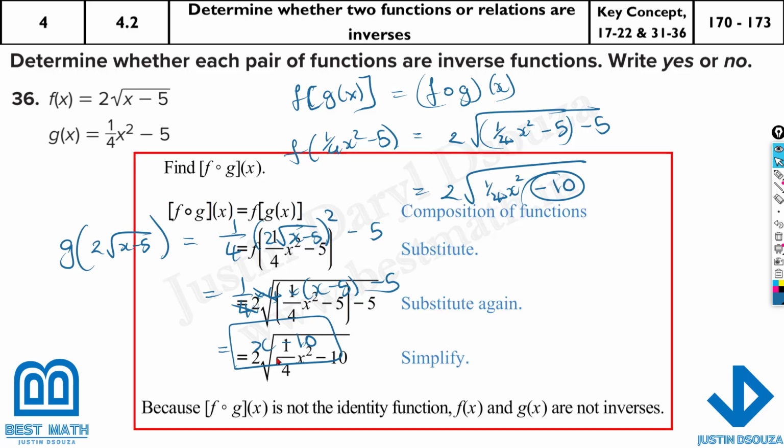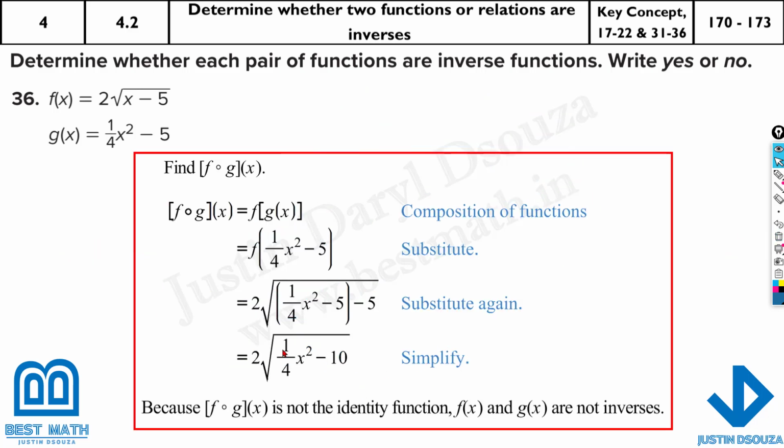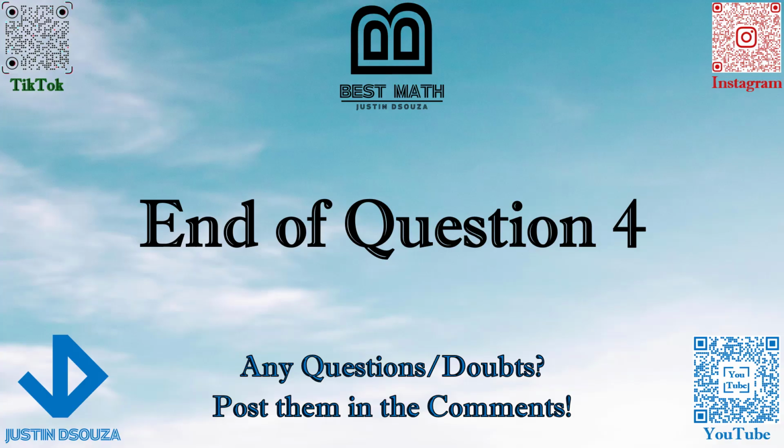So here we can see this is the issue. We cannot simplify to x. It doesn't matter what you do, there are some terms remaining. Therefore, they are not inverses of each other. That is the end of this question.